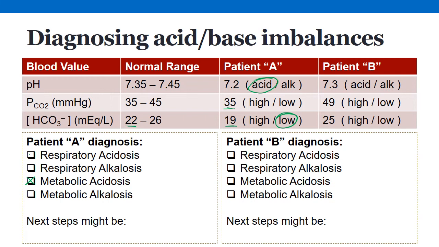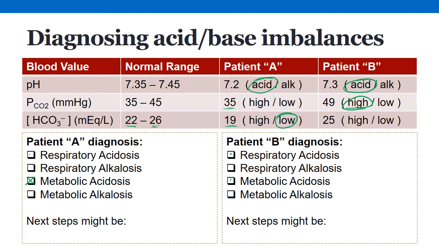Okay, what about patient B? 7.3 is again just a little bit low, but it's on the acid side. So patient B is either going to have respiratory acidosis or metabolic acidosis. So again, we need to check the gas analysis here. Patient B's PCO2 is 49. That's way high. But their bicarbonate is 25. That's also on the high end, but it's still in that 22 to 26 range.